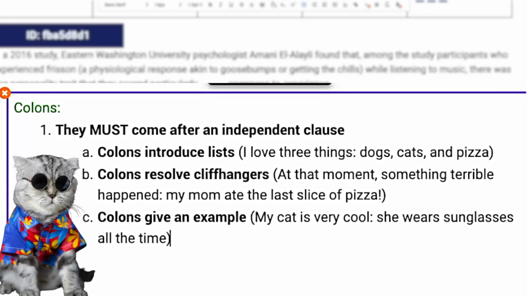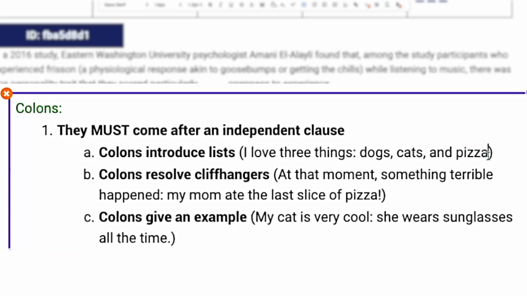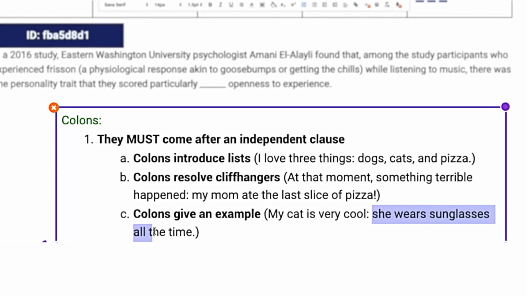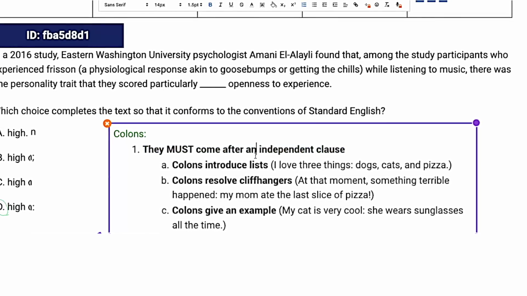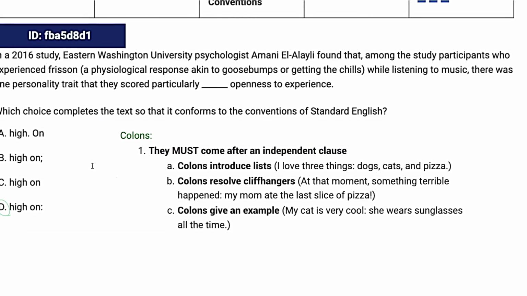So as you can see, we've got a statement that my cat is very cool, and then we have an example of how my cat is very cool. So these are the 3 things that you want to look out for. And notice that we don't necessarily need a full sentence after the colon. So in our first example, we do not have a full sentence. But you could also have a full sentence after the colon. The only thing that must be true, again, is that you have to have that full sentence or that independent clause before the colon. All right, now let's take a closer look at this question.